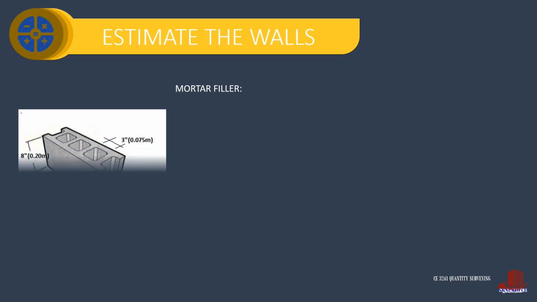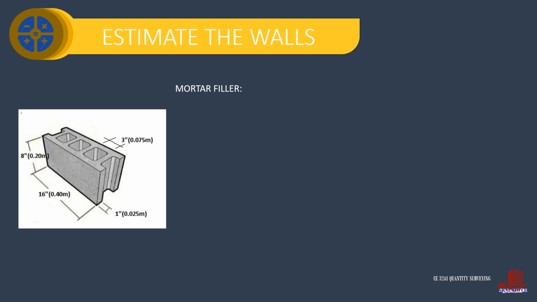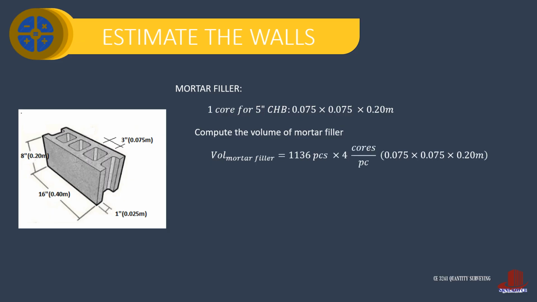There is also mortar filler, and from the configuration of the concrete hollow block, we can compute the dimensions of the core. For a 5 inches CHB, the core is 3 inches by 3 inches by the height of 8 inches. The volume of the mortar filler required is then 1,136 pieces of CHB multiplied by 4 cores on each block with the core dimensions we just discussed. The volume for mortar filler comes out as 5.112 cubic meters.